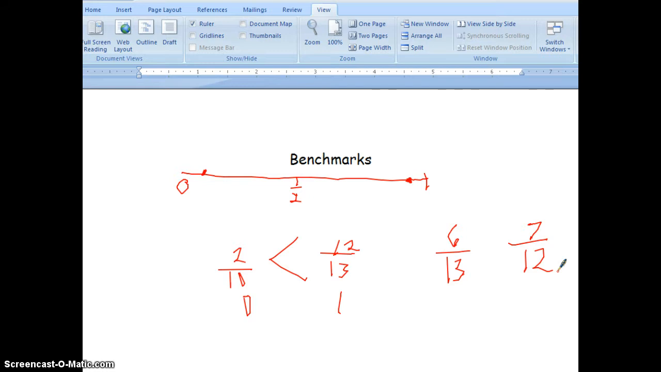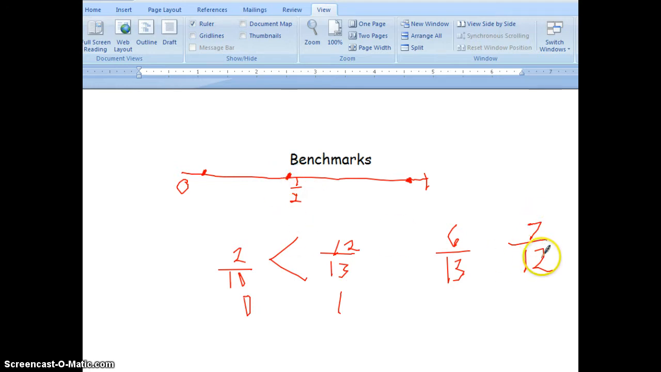Now, here you have two fractions that are very close to half. For instance, 6 over 13 would be very close to half, and 7 over 12 would be close to half. The thing is, though, for 6 to be a numerator with a fraction equivalent to half, this would have to be 12. But since it's 13 and not 12, then this is just a little bit shy of half. So that would actually be right around here. Once again, not drawn to scale.